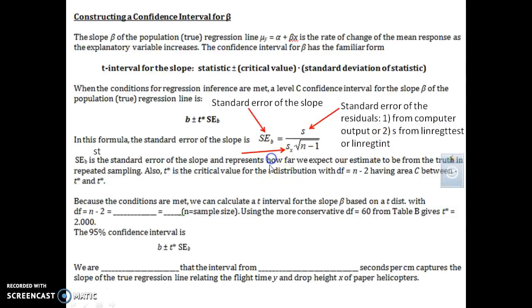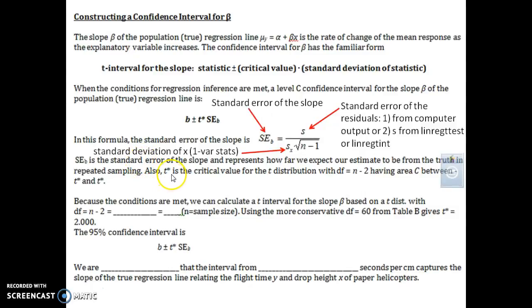Now, if you're using the formula, this is simply going to be the standard deviation of x, and you would get that from 1-Var Stats. And then n, of course, is your sample size. So the standard error of the slope represents how far we expect our estimate to be from the truth in repeated sampling. It's really important to understand what this is, because remember, we're talking about a sampling distribution of all of our slopes from all the possible samples of that size, and we want to know on average how far we expect our estimate to be.